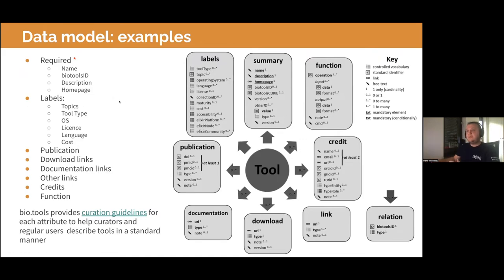Other information includes a tool type, which is how you interact with the tool, something like a command line tool, or is it a web tool, or a desktop application, and so on. Operating system, licenses, programming languages, costs, publications, all sorts of links, credits, and more. And for each of these attributes, at the time of editing or adding the tool, you will have links towards specific, very granular curation guidelines for each of these properties, to see exactly what you should add if it's not clear from the interface.